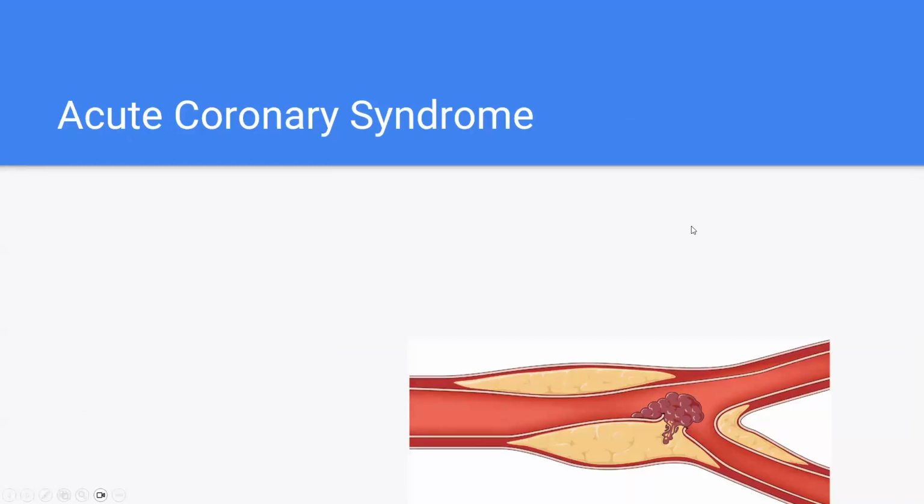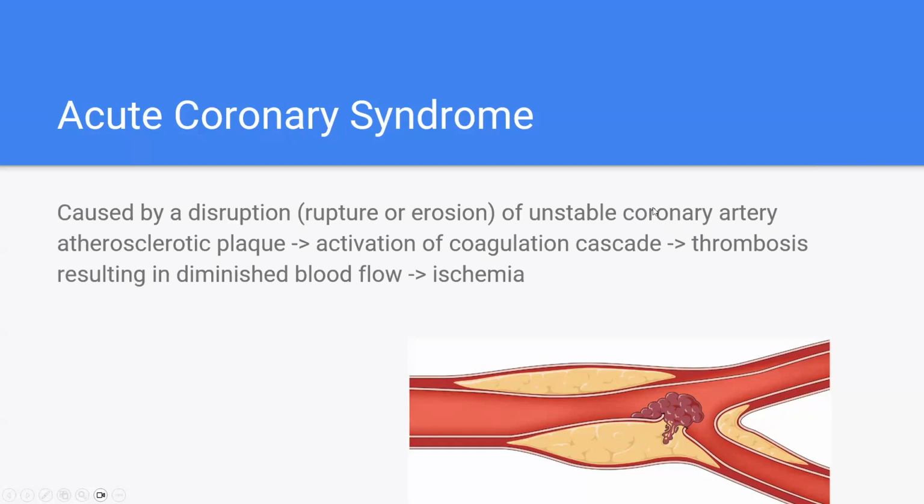So stepping back for acute coronary syndrome, which includes the STEMI and NSTEMI that we've talked about so far, caused by a disruption of unstable coronary artery atherosclerotic plaque. So I really like this picture of it. This plaque, usually pictured in yellow in the arteries, you get a disruption of it, a disruption right here, rupture or erosion. You have activation of the coagulation cascade, which causes a thrombus, which causes decreased blood flow and ischemia downstream from that. That's our typical ACS.